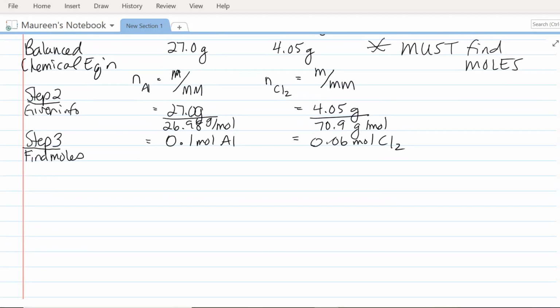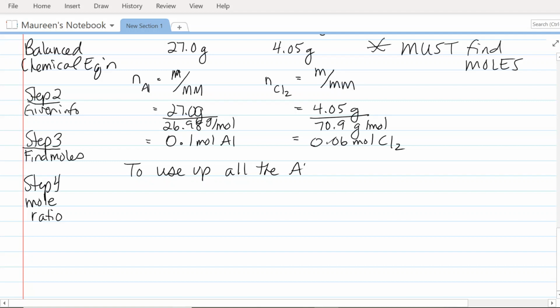Okay, so now we're at the same point we were with the other question. So now we just have to work with our mole ratio. So you could pick either of the reactants. I usually just start with the first one and do the math for that. So in my mind, I'm going to say, let's do our step 4, mole ratio. So to use up all the aluminum requires how much chlorine? Okay, and I'm just choosing aluminum because it's the first one. If you want to start with chlorine and work the other way, you can, no problem. Okay, so what am I going to do here?